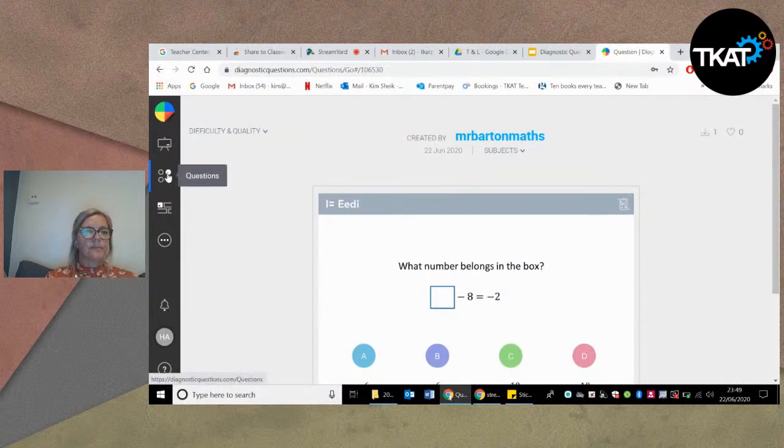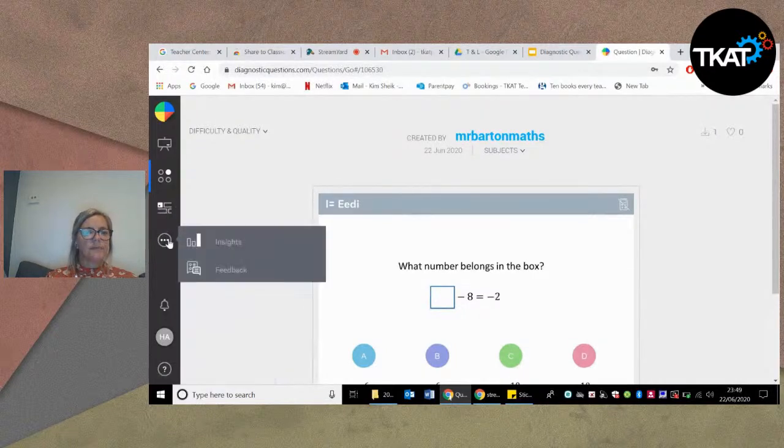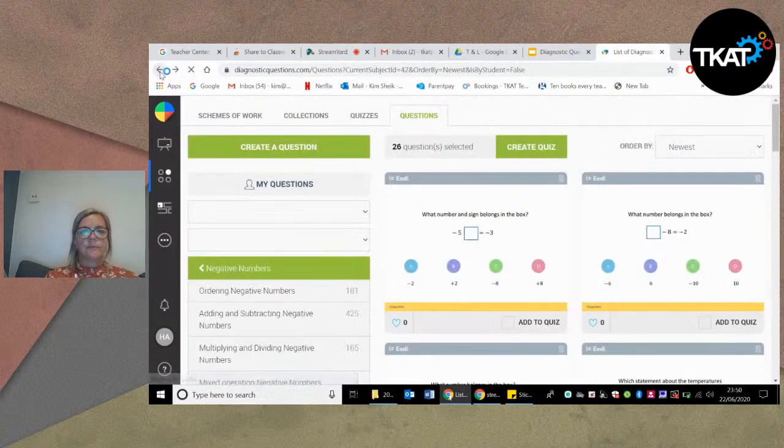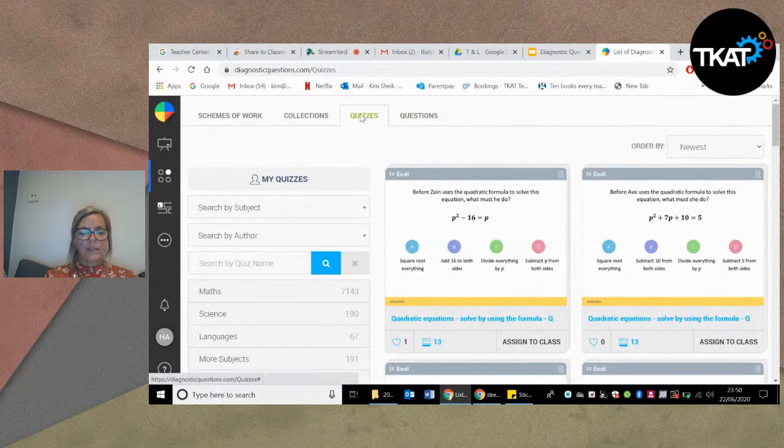And you can also look at schemes of work. If we go back, you can also find quizzes that have already been created. So again, all the subjects, search by subject, you can have a look at languages, science, maths, English. You can search by subject here.